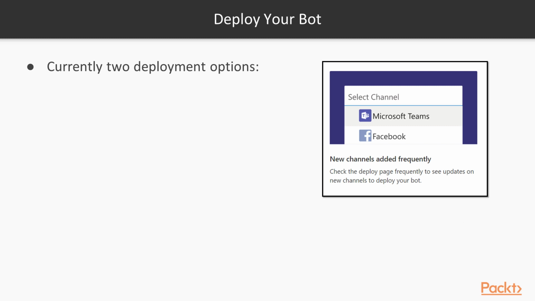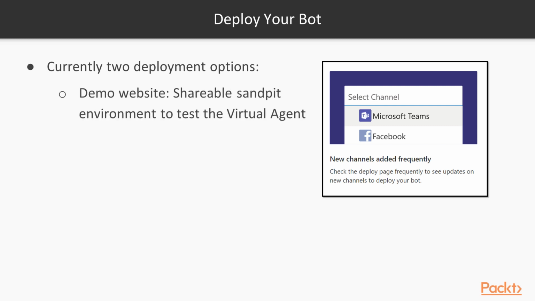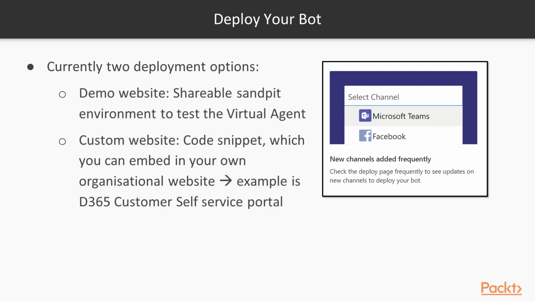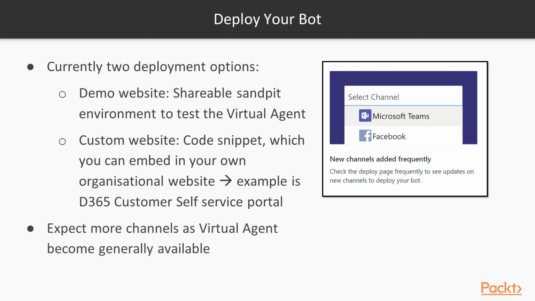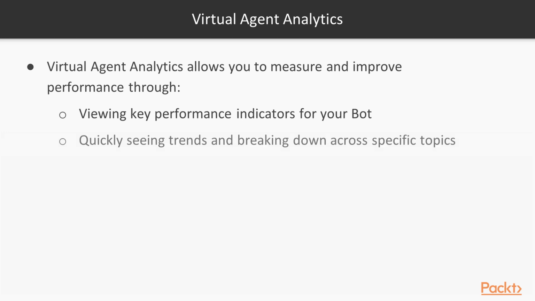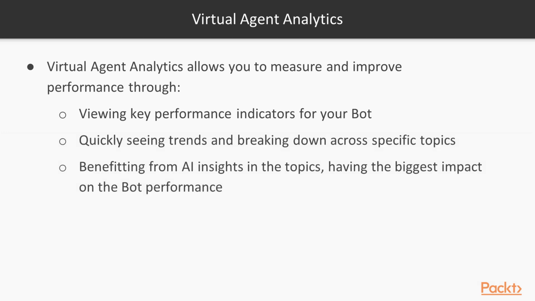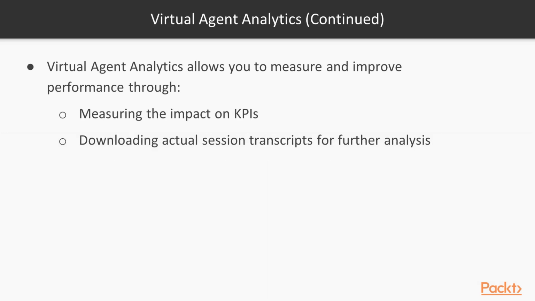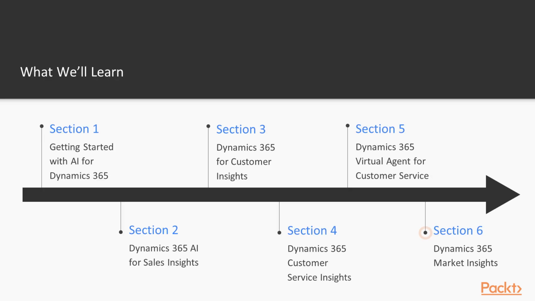In section 5, we'll then take a deep dive into the virtual agent for Dynamics 365. You'll see how you can configure your own virtual agent, build your own topics and conversation flows, all without writing any code at all, which is going to be really powerful. We'll see how we can extend bot capabilities with variables and flow integration, and also track virtual agent performance with analytics.